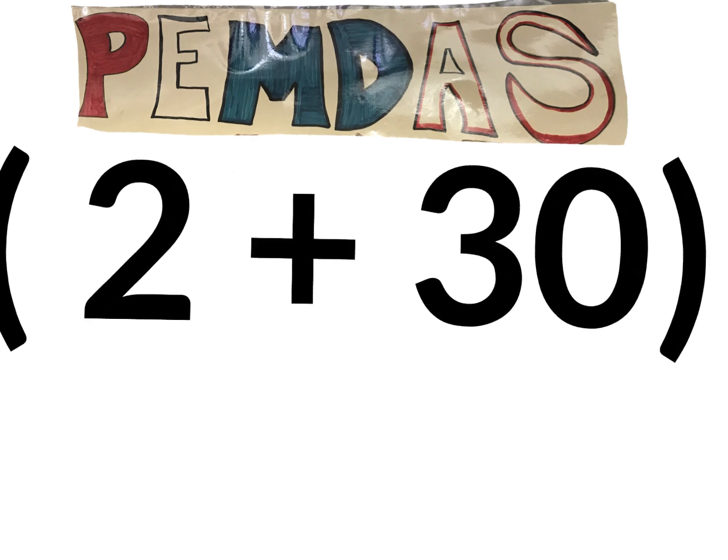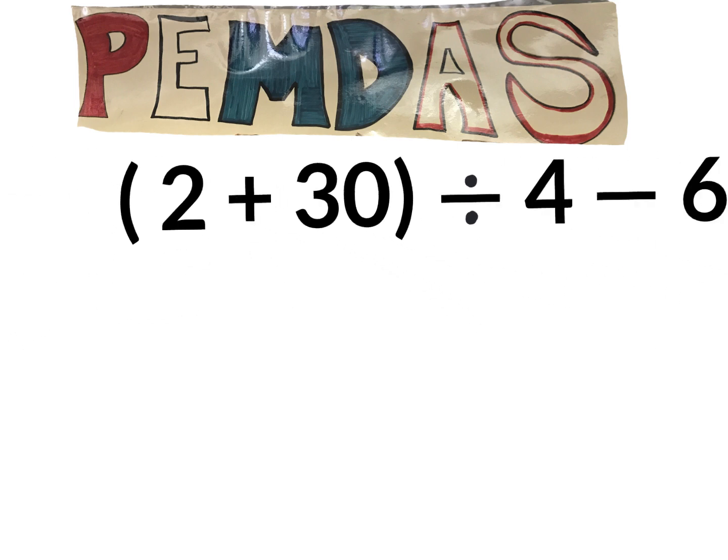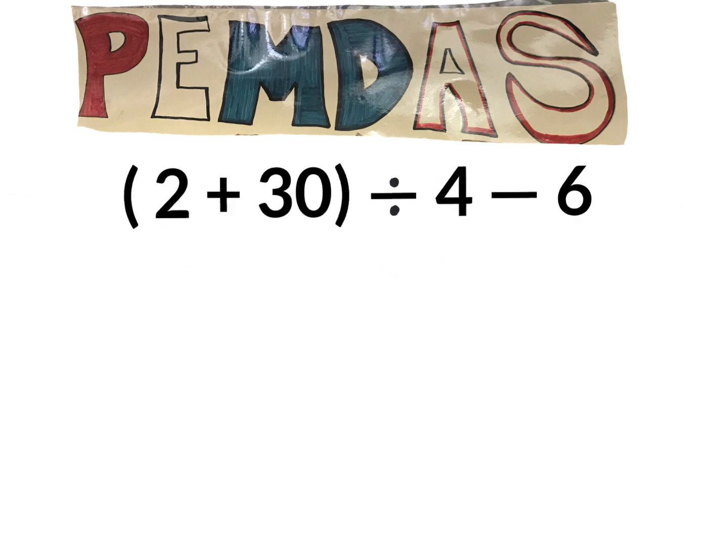So what is 2 plus 30? 32. So you do that one step and write down the 2 plus 30, write down 32, and then rewrite everything. Okay? Bring down the division, bring down the 4, bring down the minus and the 6. Okay? So now, what is 32 divided by 4?